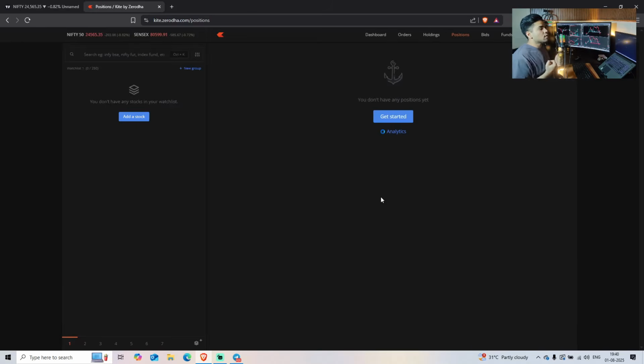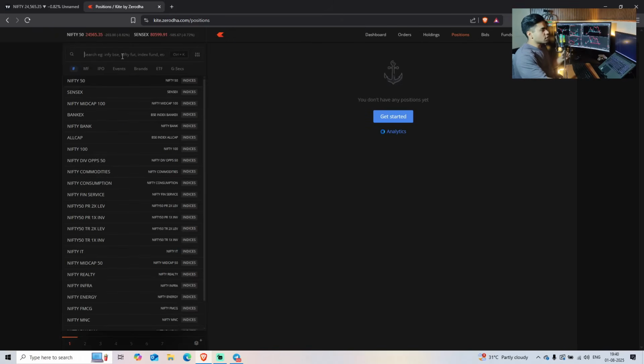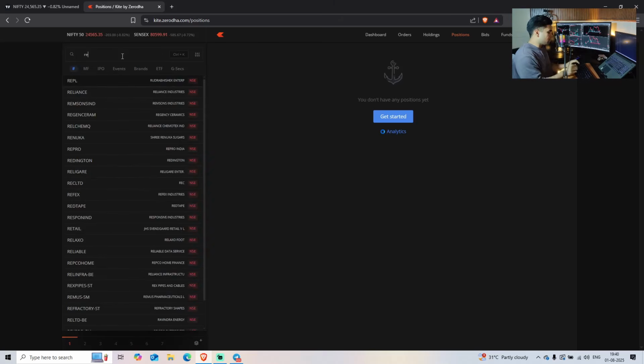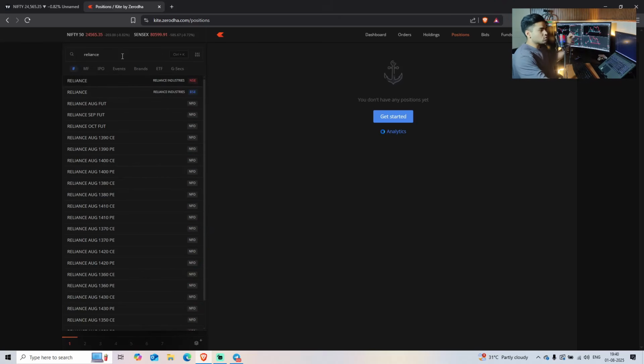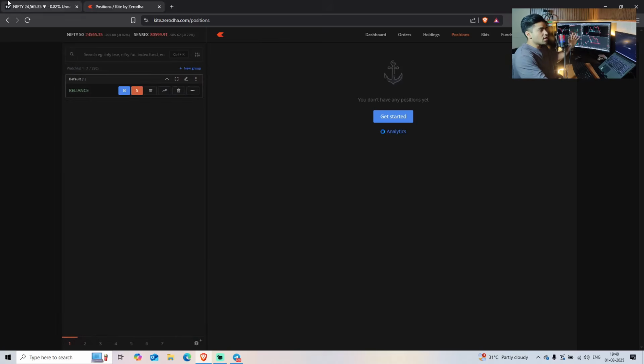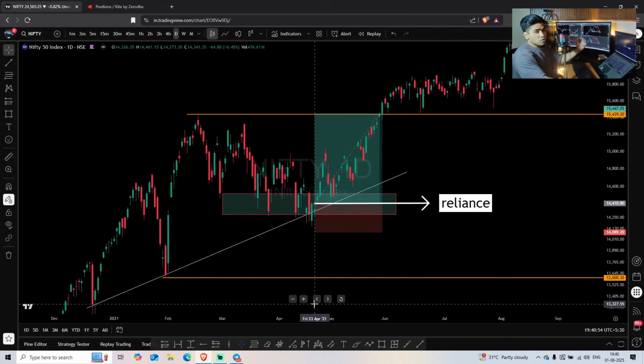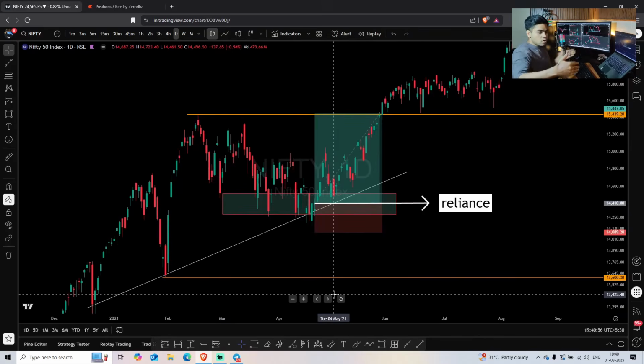Go to my broker, all the brokers look similar. Now in the search area, I will select the instrument that I'm trading. So I will write Reliance, whatever I'm trading, whichever chart I analyzed, I put my strategy on. First of all, you need to do a lot of back testing. When you come up with the result, then you need to apply all these things on your own.